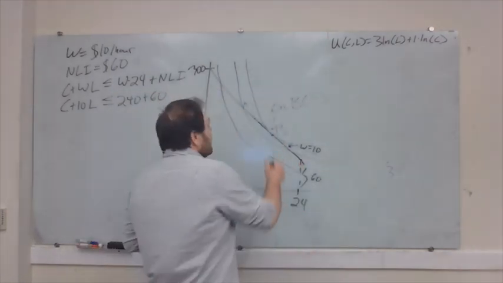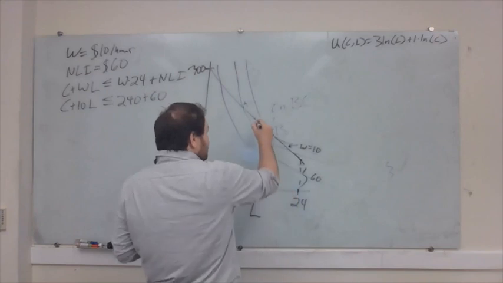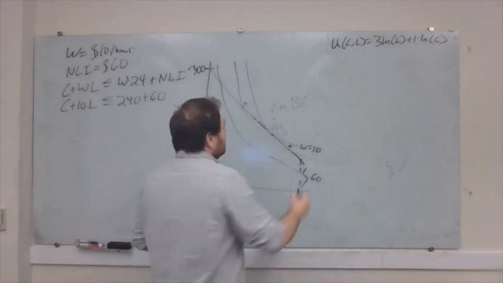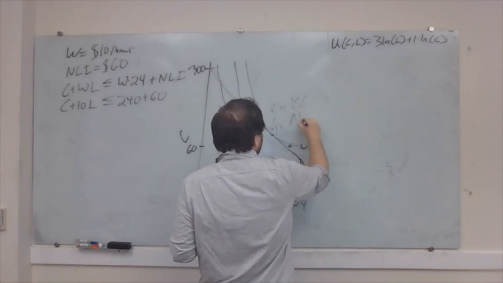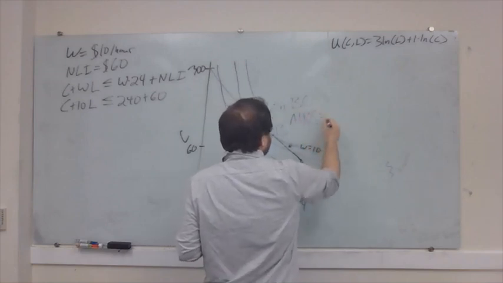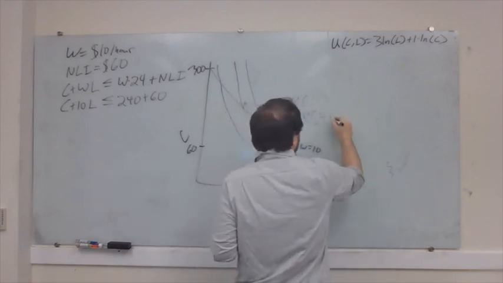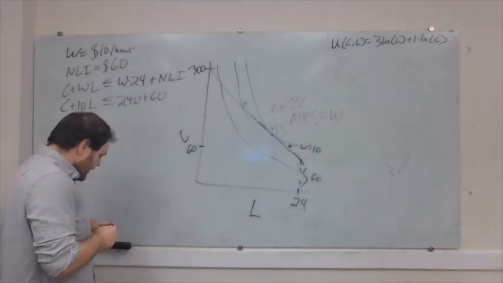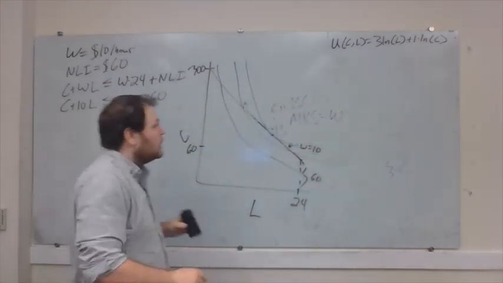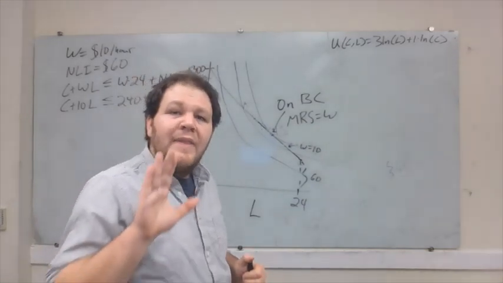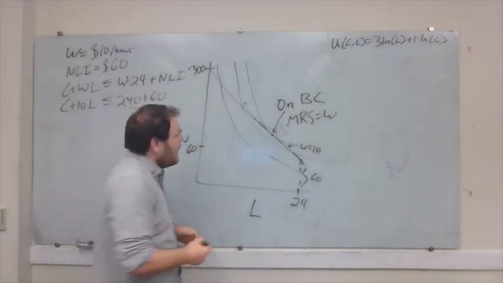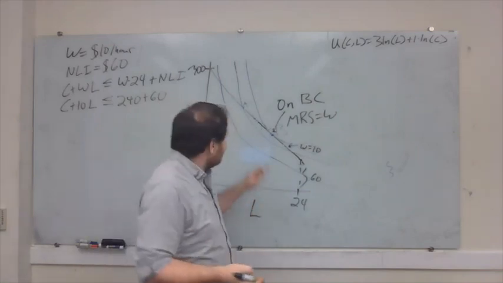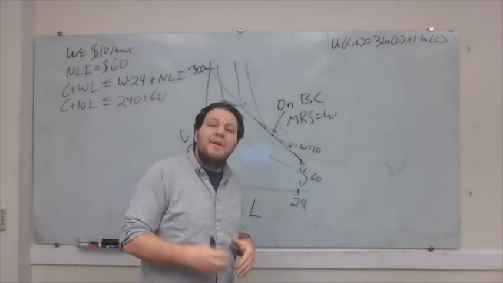What else is true is that the slope of the indifference curve here is equal to the slope of the budget constraint. So our MRS, the slope of our indifference curve, is equal to the slope of our budget constraint, which is the price ratio, which in this case is just W. And these 2 things have to be true of any solution where we could work more or less at the same wage rate. In other words, this is going to be true at any interior solution.